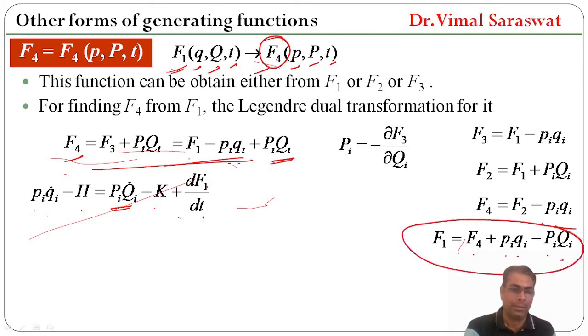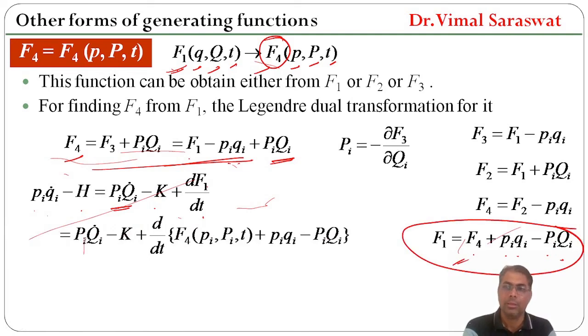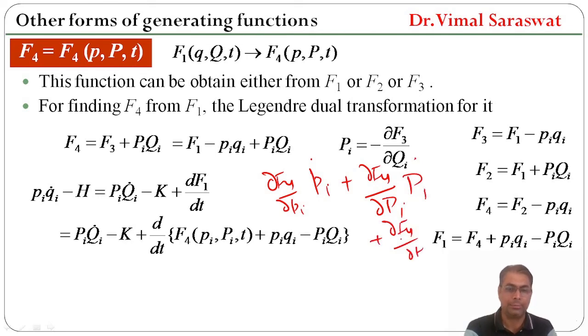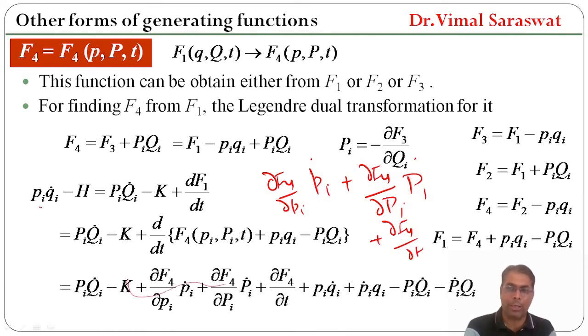Now we differentiate F1 with respect to time. So Pi Qi dot minus H equals capital Pi Qi dot minus K plus d by dt of F4 plus Pi Qi minus capital Pi Qi, and F4 is a function of small pi, capital Pi and T. So if we differentiate it with respect to time, then this will be del F4 upon del small pi into small pi dot plus del F4 upon del capital Pi into capital Pi dot plus del F4 upon del T. So Pi Qi dot minus H equals capital Pi Qi dot minus K plus del F4 upon del Pi into Pi dot plus del F4 upon del capital Pi into capital Pi dot plus del F4 upon del T.